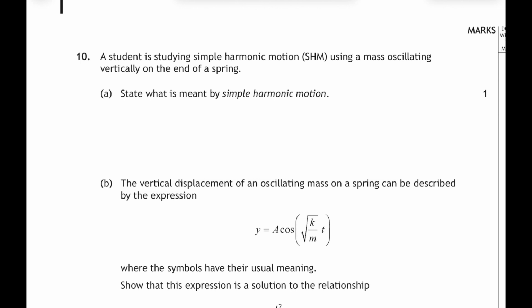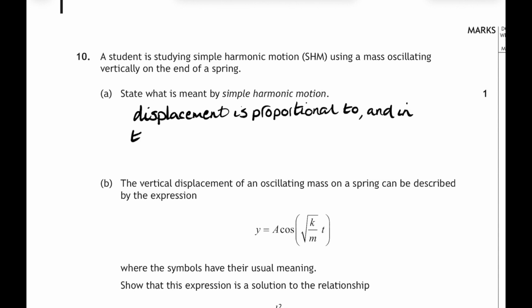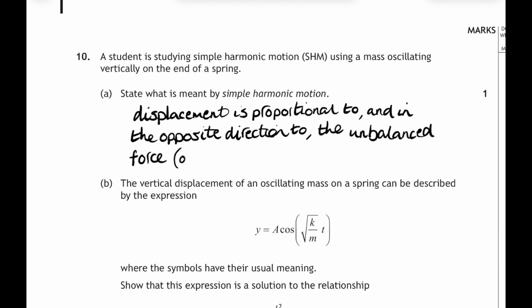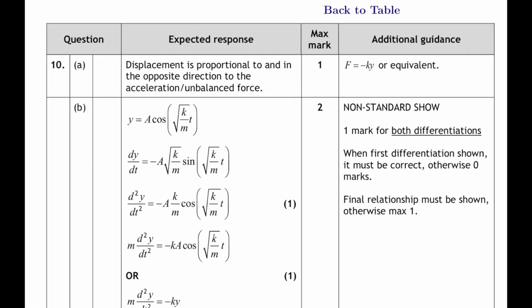So this is question 10 from the 2022 paper. A student is studying simple harmonic motion and they're using a mass oscillating vertically on the end of a spring. And we have to state what is meant by simple harmonic motion. Well, this is a definition straight from your course notes, and it's that the displacement of the oscillating mass is proportional to and in the opposite direction to the unbalanced force acting on the mass. Or, alternatively, you could have stated the acceleration instead of the unbalanced force.